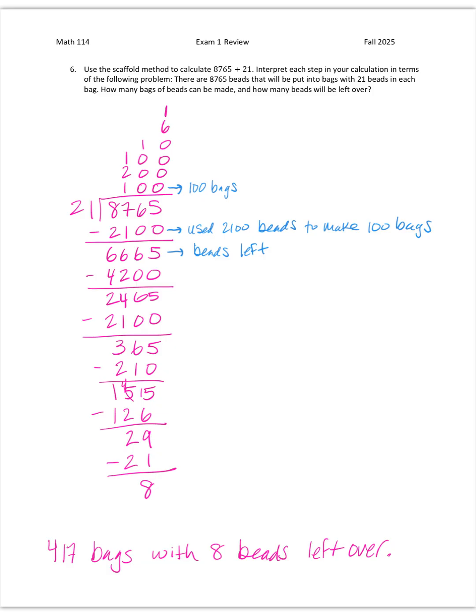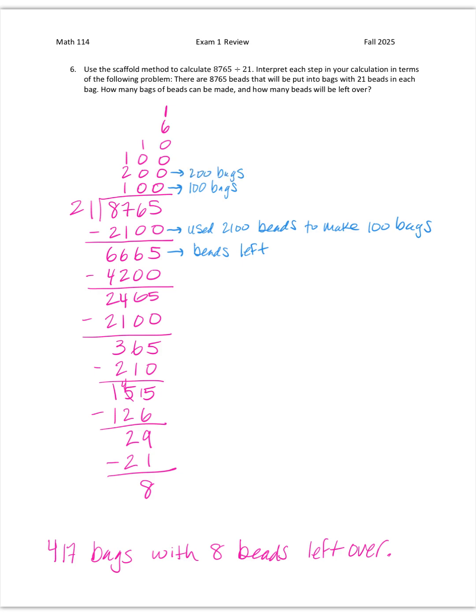Okay, so then I said, all right, how many bags can I make now? If I'm going to put 21 beads in each bag, I have 6,665 beads. So I say, well, 100 bags got me 2,100 beads. I think I can do 200. So I put a 200 here to represent 200 more bags.